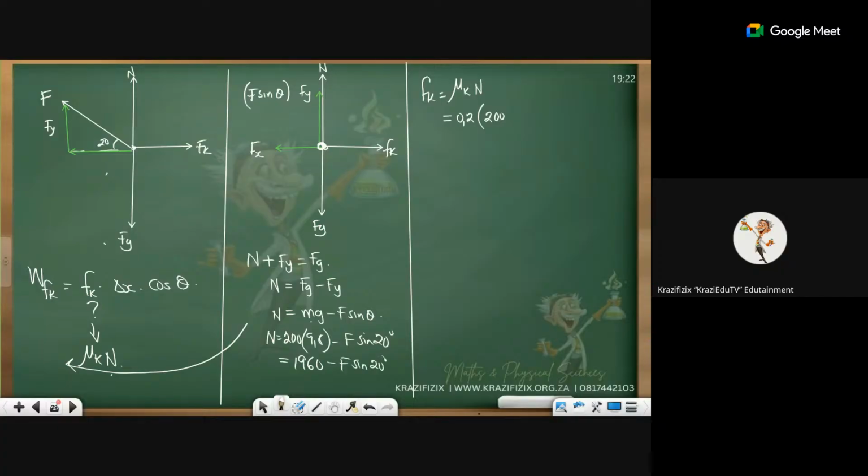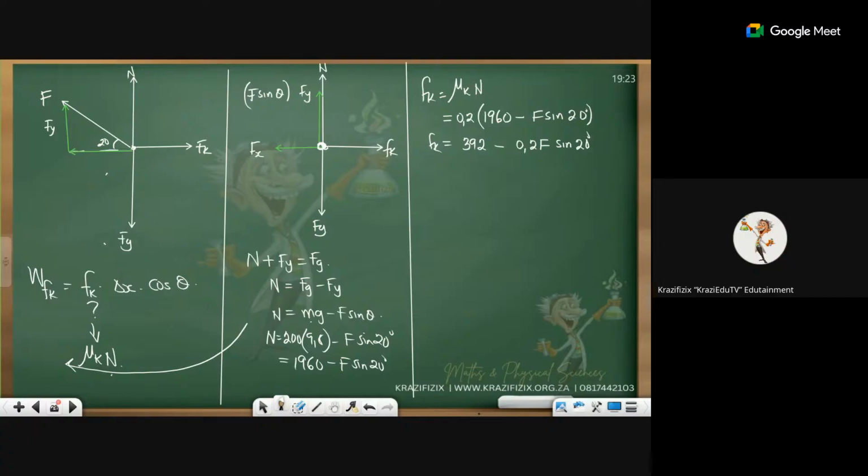Are we okay? So let's bring that in here. 1,960 minus F sine 20. Let's multiply. 392. Right? Minus 0.2 F sine 20. That is my frictional force.